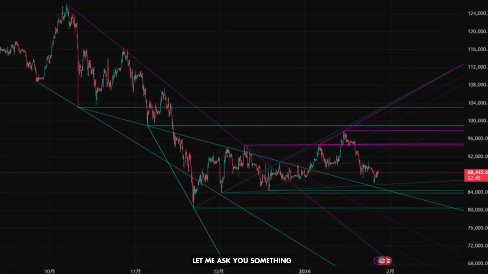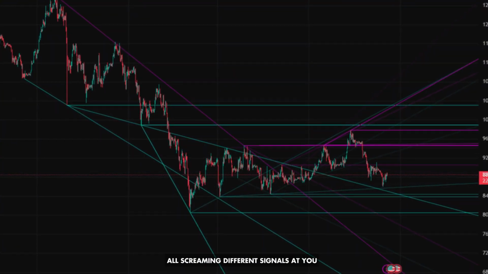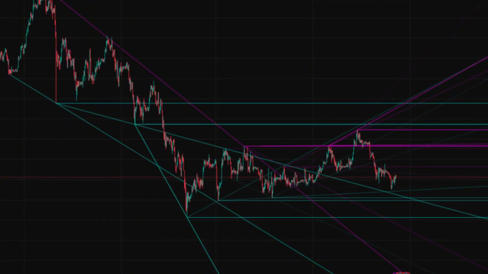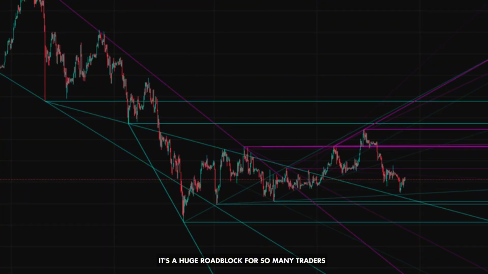Okay, let me ask you something. Does your chart look anything like this? Just a total mass of indicators, all screaming different signals at you. It's impossible to make a clear decision, right? That's what we call analysis paralysis. And honestly, it's a huge roadblock for so many traders.